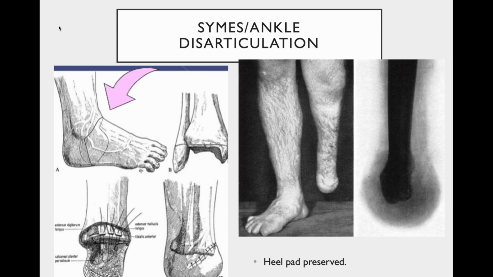So a fish mouth incision is done as such. The heel pad is preserved and used to flap over to cover the defect. The tibia and the fibula are trimmed slightly distally, and this is the stump that you get.